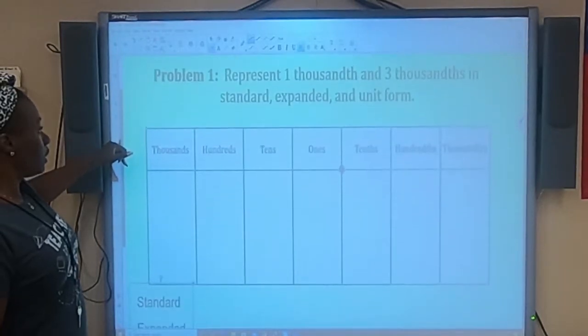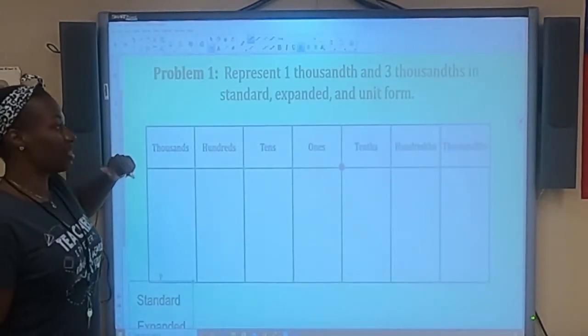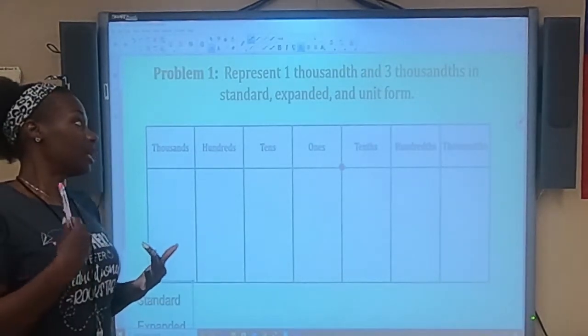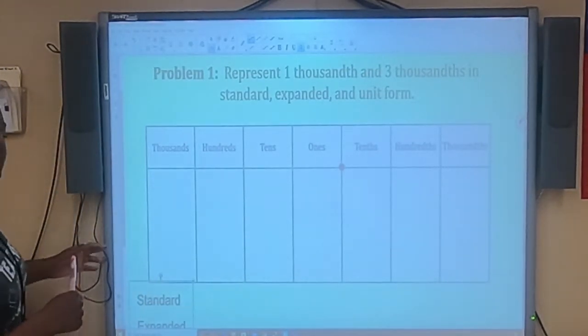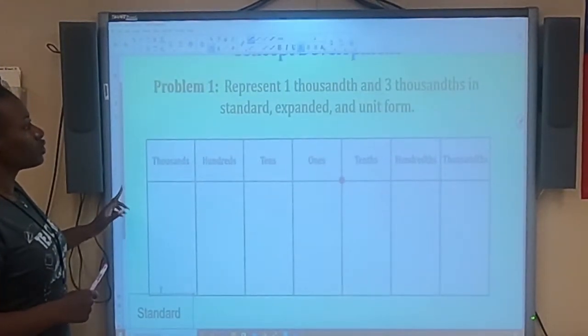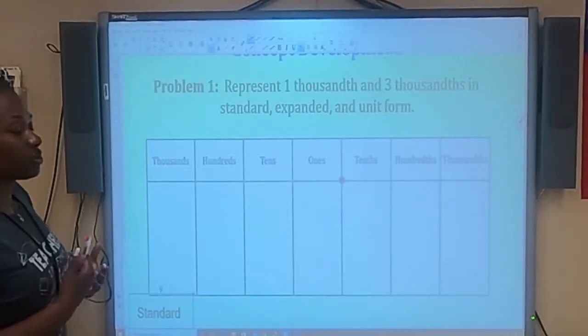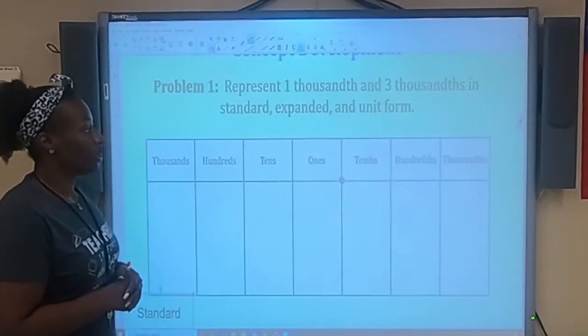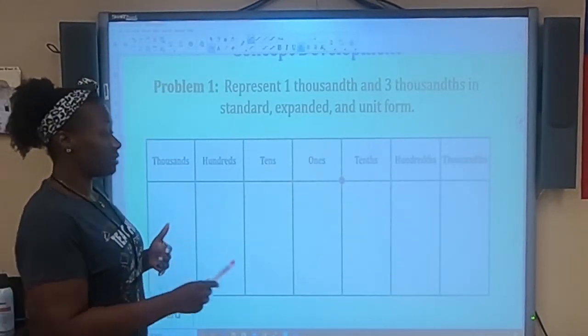Okay. Now we're going to represent 1,000 and 3,000. And first we're going to write them in standard, then expanded, then unit. And then I think I added fraction on here. Yeah, we're going to go into fraction as well. So I'm going to start with 1,000. And I'm starting on the place value chart. We know that to write 1,000, we need 1 in the thousands place.